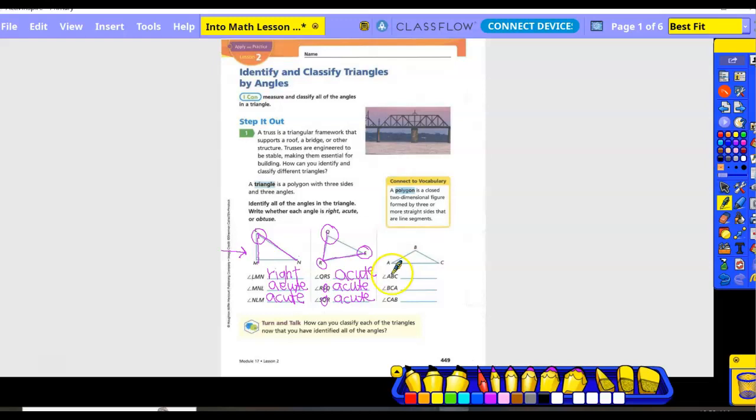Okay, angle ABC, so what angle am I going to look at? B, right? So what angle is B? Obtuse, because it's more than 90 degrees, correct? Now, once again, can I have two obtuse angles in a triangle? No, because would that leave any room for any other angles? No. All right, BCA, what angle am I going to look at? C, right? What type is C? Acute. Okay. CAB, what angle am I looking at? A. What type of angle? Acute.